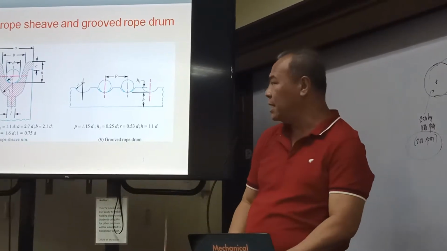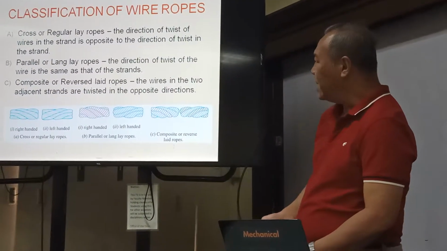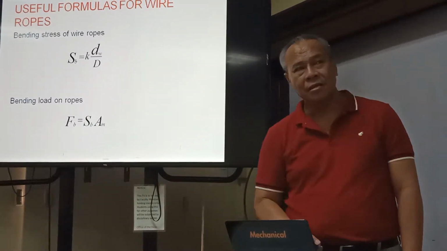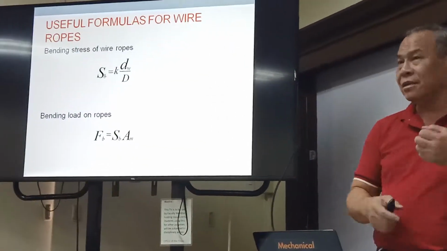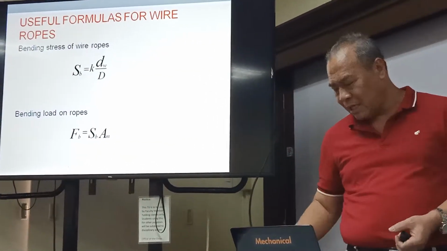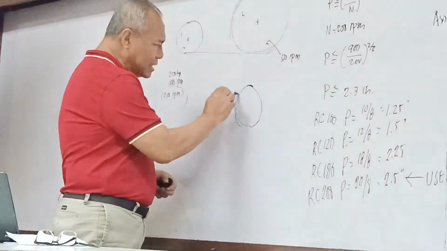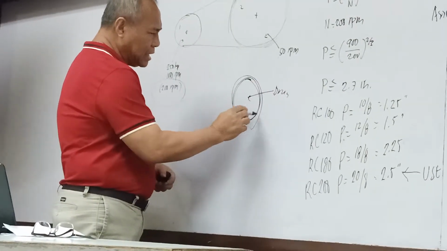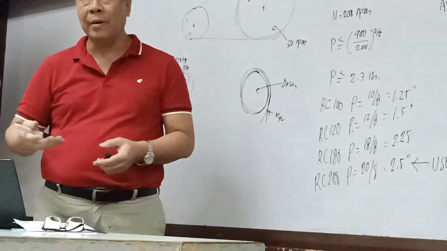Okay, kasama yan dyan. Okay, now, but how do we design basically a wire rope? Okay, so classification lang yan. Ito ngayon ang ginagamit natin. So, usually, kino-compute natin yung bearing stress. Bakit bearing? Kasi meron tayong bending. Kasi pag meron tayong wire rope, ito yung wire natin, pinapasa natin siya dun sa pinaka-drum. Ito yung rope. What will happen is that you cause bending on the part of the rope.